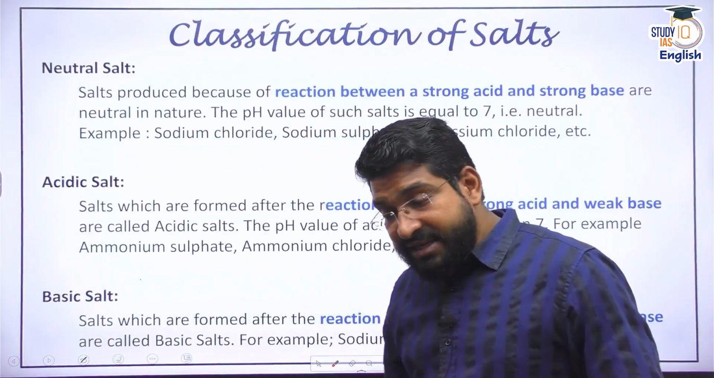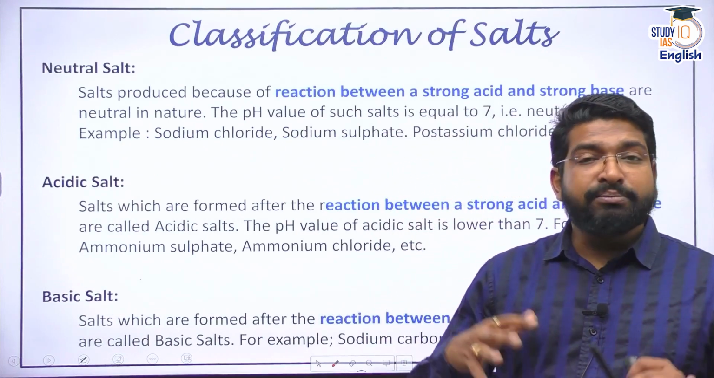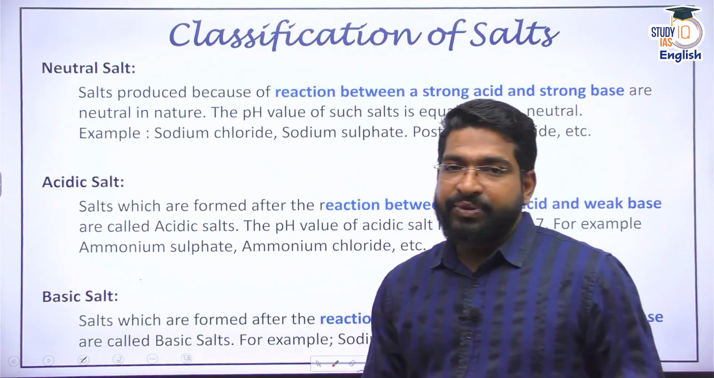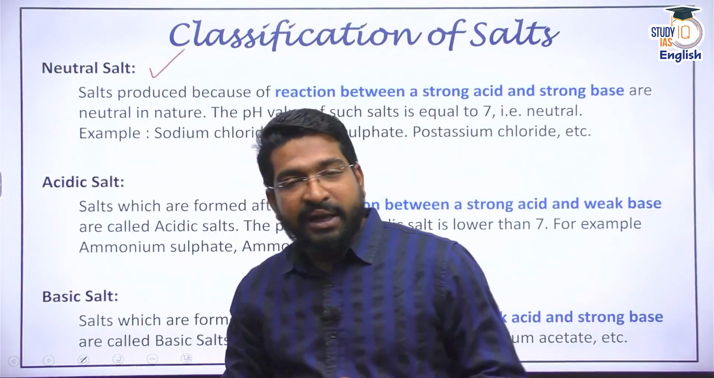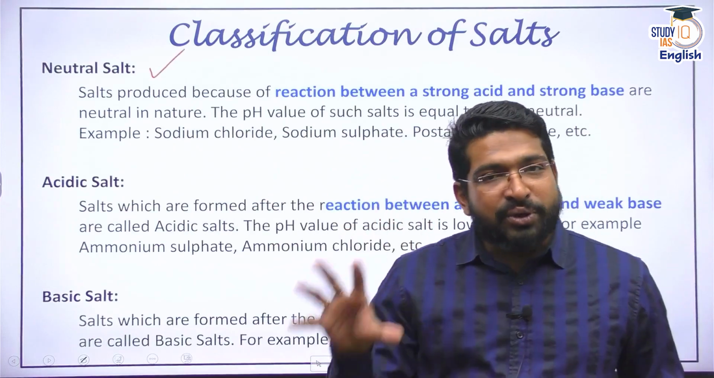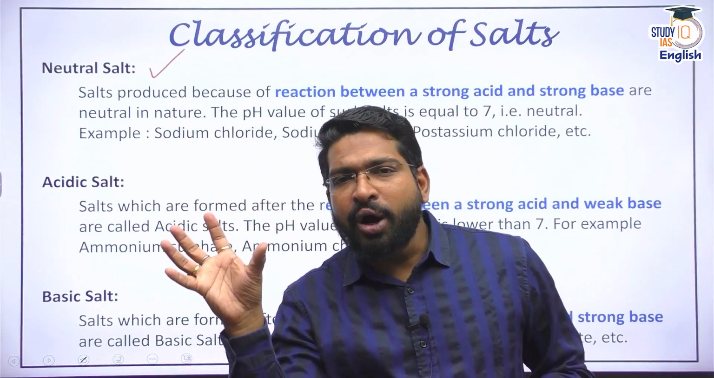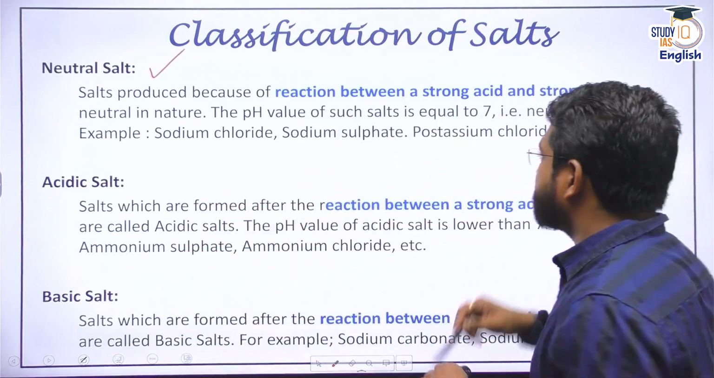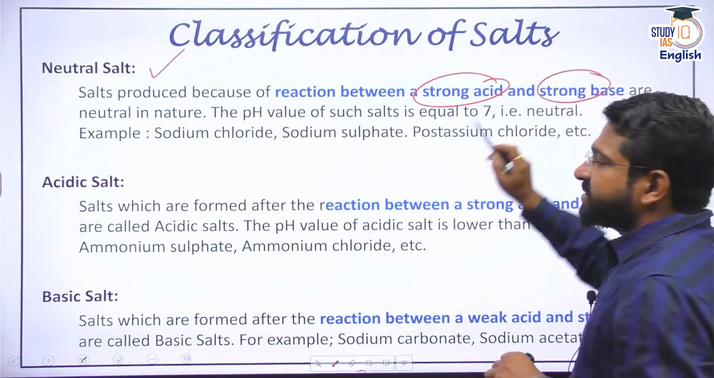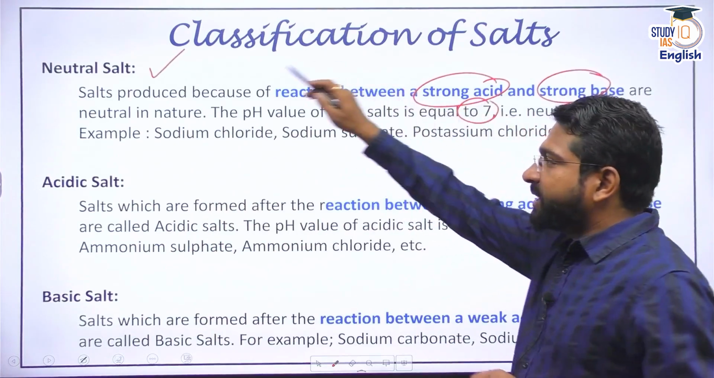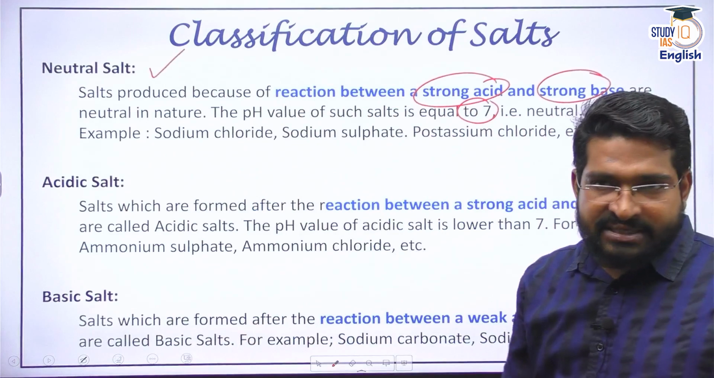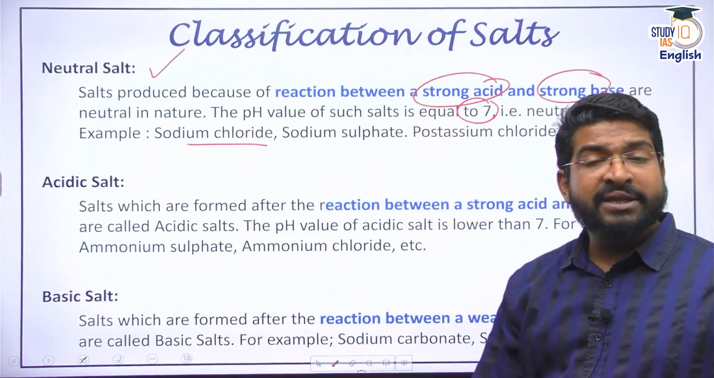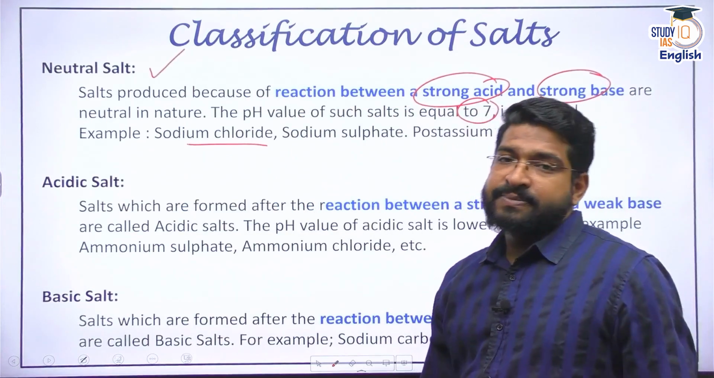What are the different classifications of salt? We have three major kinds of salts that are formed through chemical reactions. A neutral salt, by name itself, it's understandable. A neutral salt is created when a strong acid reacts with a strong base. So remember, strong acid plus strong base, where the pH is around 7, it is a neutral salt. Classic examples are the one that we consume, sodium chloride, sodium sulfate, potassium chloride. These are examples of neutral salts.